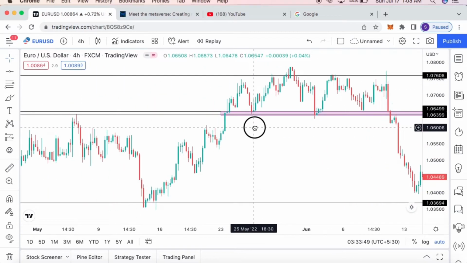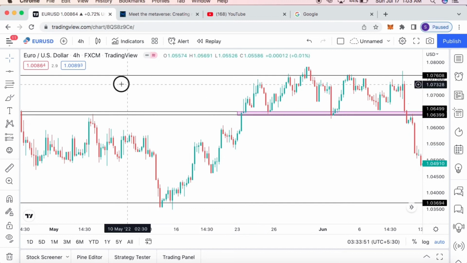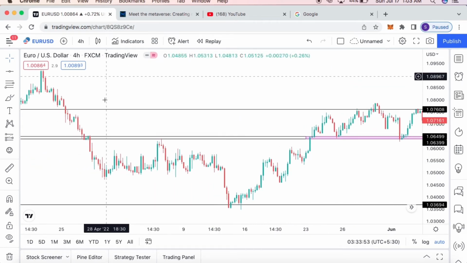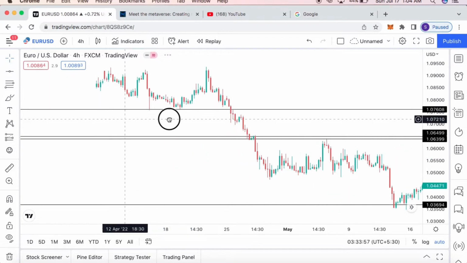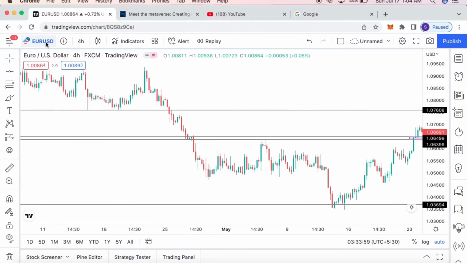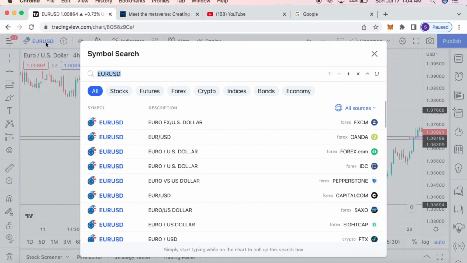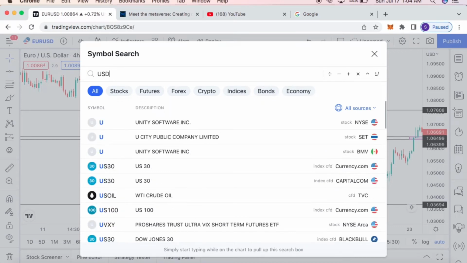So we keep on going. Everywhere we look, we have patterns, guys. Everywhere we look, we have multiple patterns. So let's jump onto another pair. Let's look at the USD CHF.